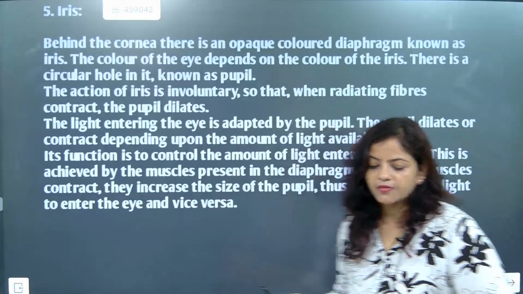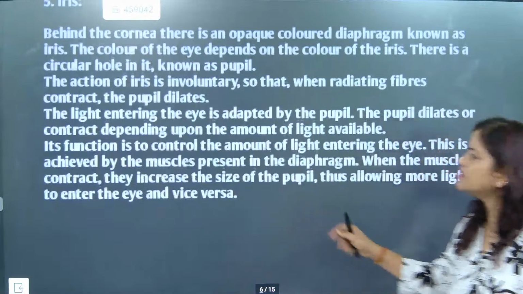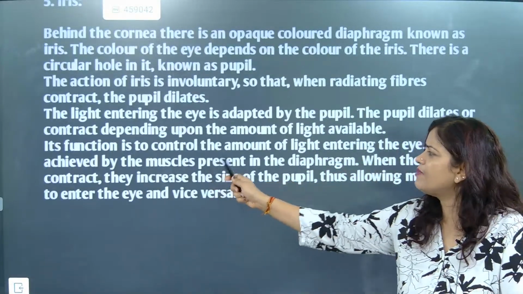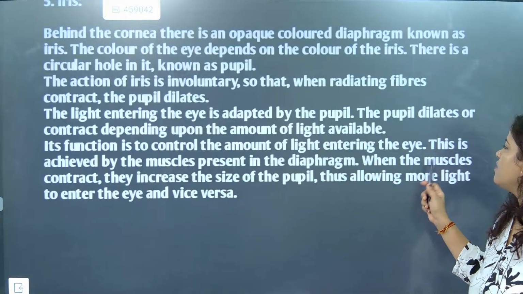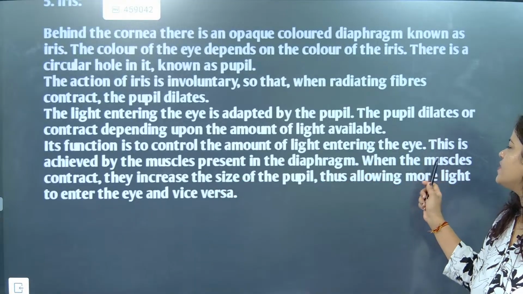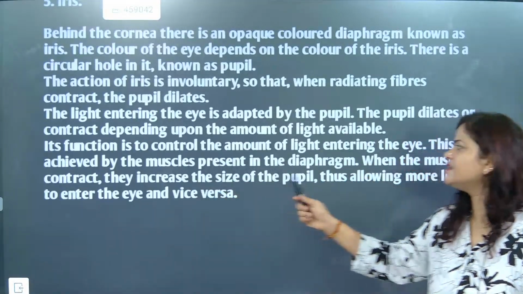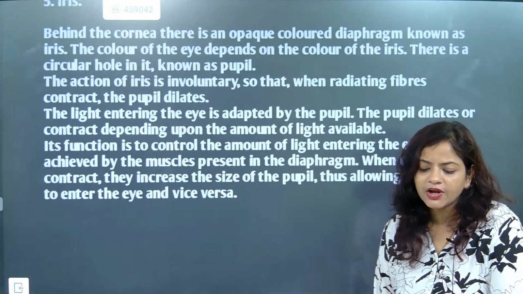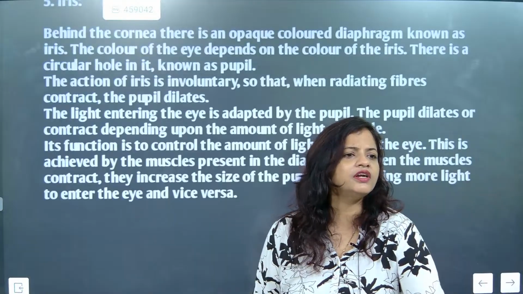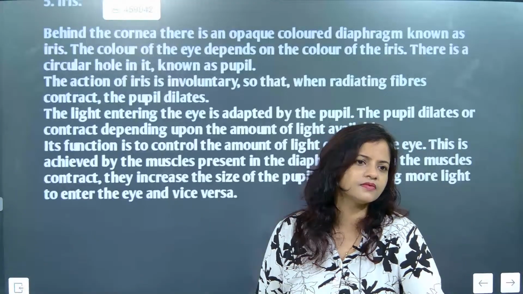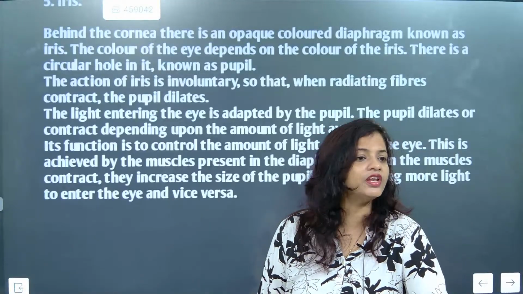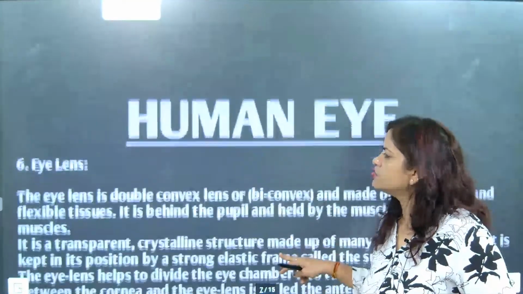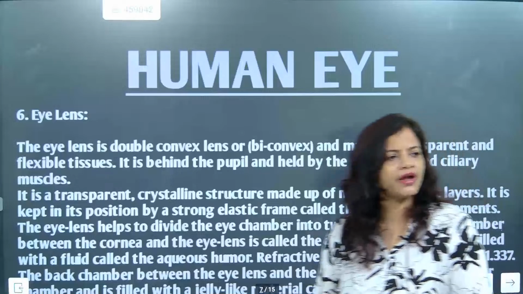Okay, Tarun, Sharmila, everyone get ready. Its function is to control the amount of light entering the eyes. This is achieved by muscles present in the diaphragm. When the muscles contract, they increase the size of the pupil, thus allowing more light to enter. So in a bright room do you need more light, or in a dark room? In the dark room, we need more light. I hope you have understood. Those people who said bright, I hope you have understood now.